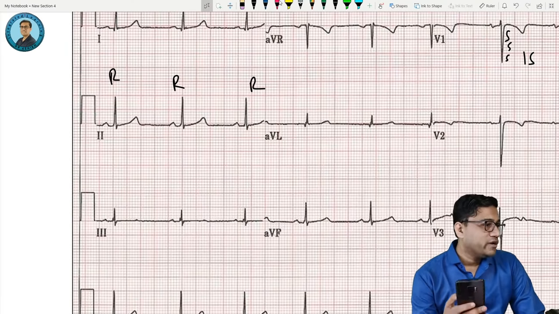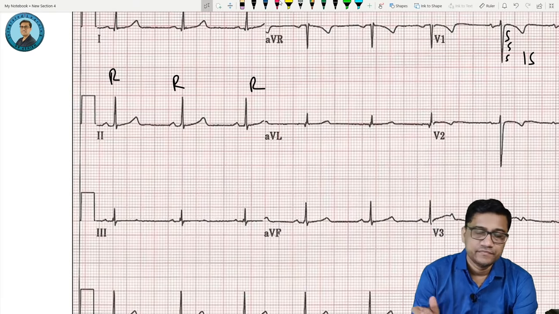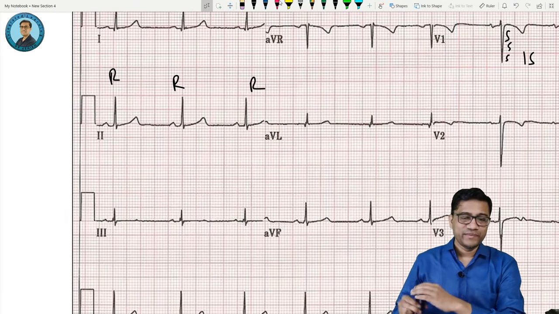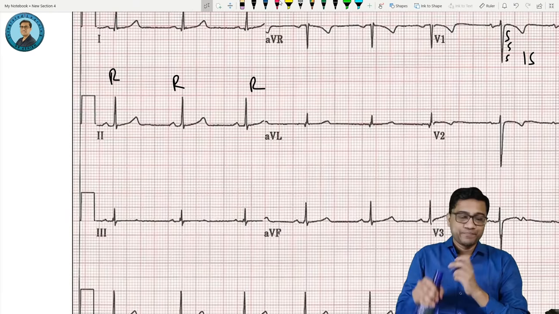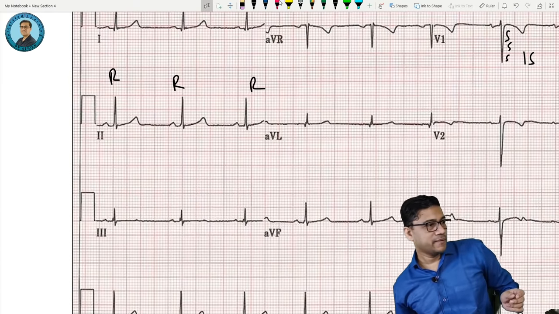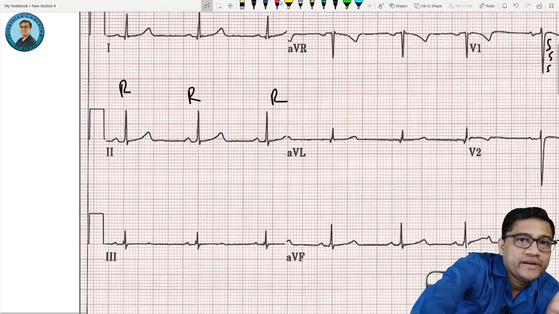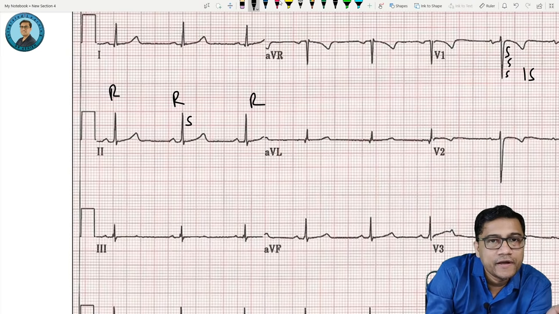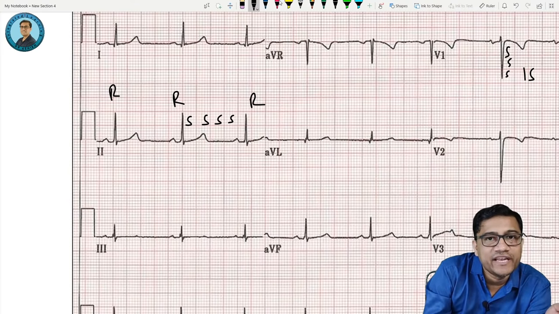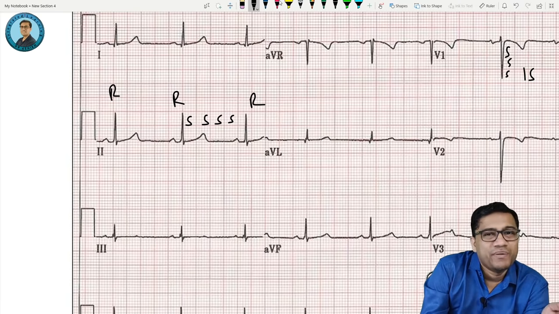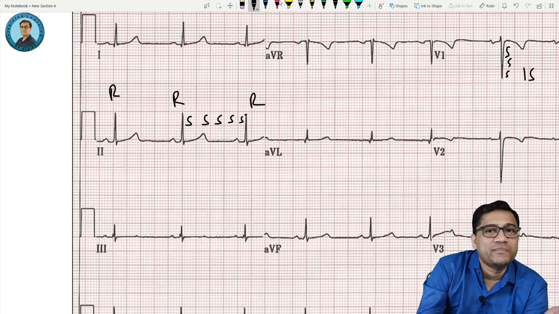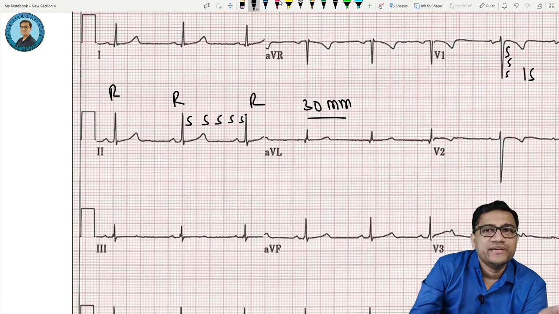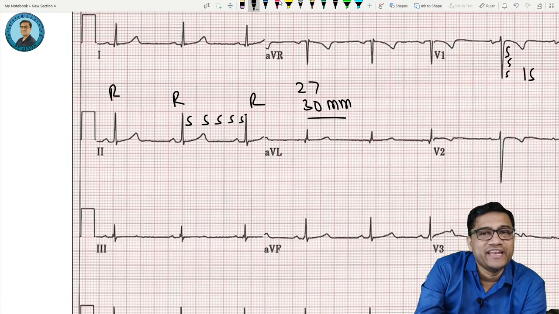Calculate how many boxes there are. There are 5, 5, 5, 5, and 3 more. Again, I take 5. You have to accept an easy shortcut sometimes, children. So 30 mm, I take 30. Some say 27, okay, take 27.